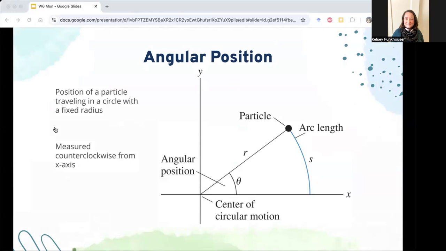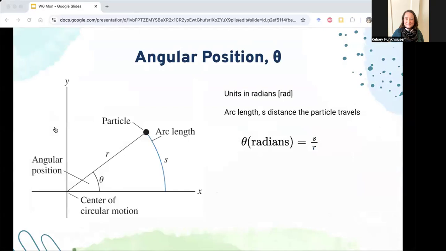This is the position of a particle traveling in a circle with a fixed radius, and it's measured clockwise from the positive x-axis. Angular position is given by the angle theta, and its units are radians, which are fake units.